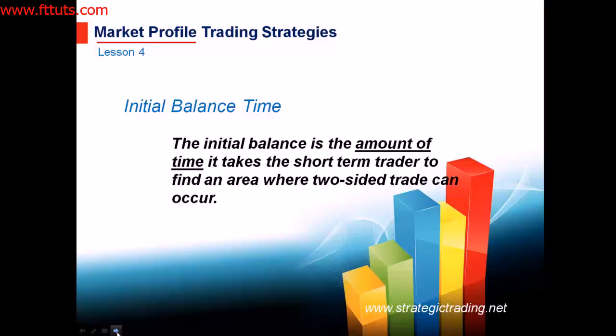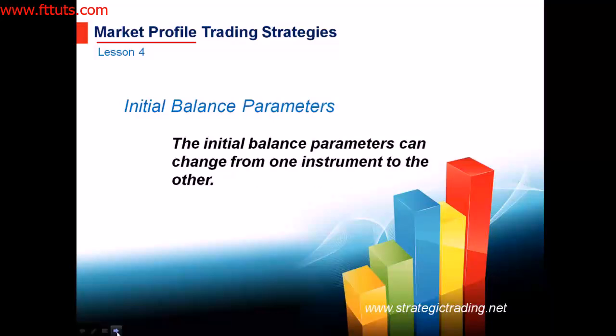However, based on experience, professional traders learn to quickly identify in the market where this two-sided trade can occur fairly quickly, and I'll show you how. First of all, they look at the initial balance parameters, and these can change from one instrument to the other. And what do we mean by the parameters? Remember, the first parameter is the range, the low end and the high end of that balance.